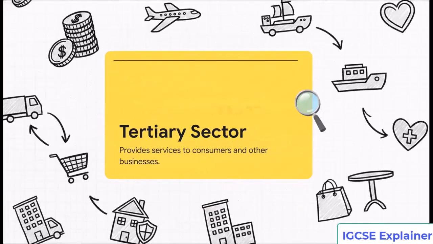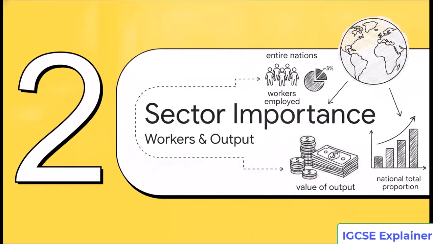And finally, we hit the tertiary sector. Now, notice something here. This stage doesn't actually produce a physical object at all. Instead, the tertiary sector provides services to consumers and to other businesses. It's all about delivery, support, and the overall experience. It covers a huge variety of industries. Think about the banking system handling your money, the transport networks moving goods around the world, the retail shops where you finally buy that wooden table, plus things like insurance, hotels, and healthcare. It's a massive category.